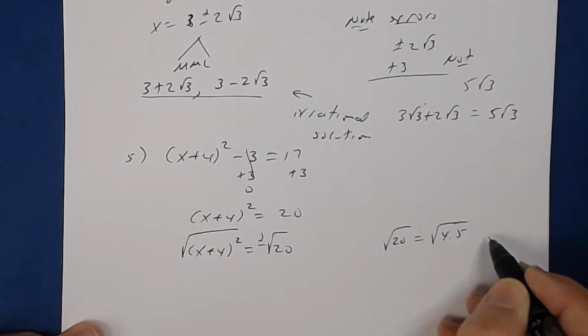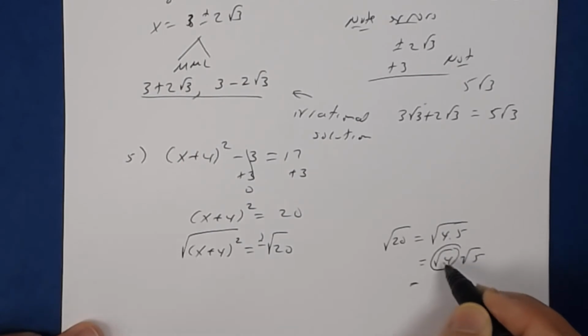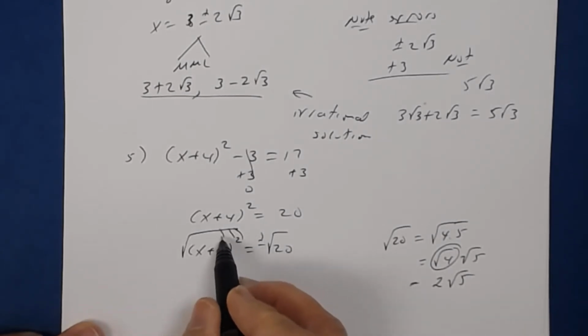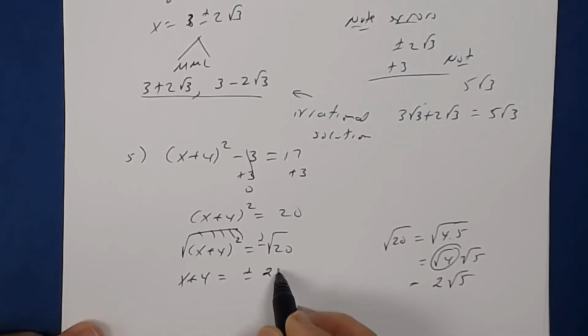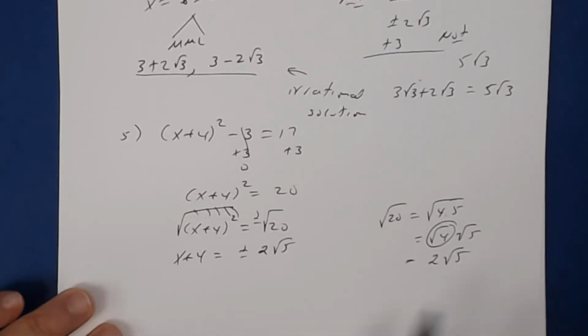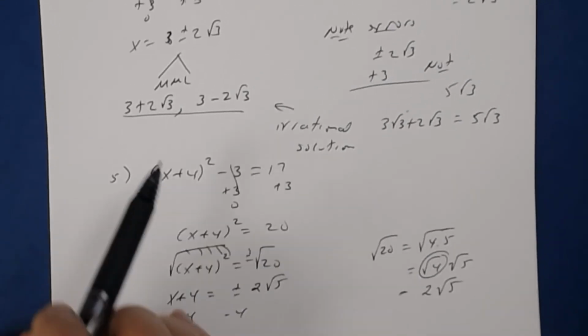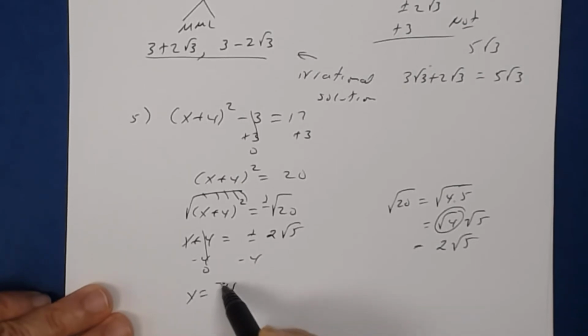So I know that square root of 20 is going to be the square root of 4 times 5, right? And that's square root of 4 times square root of 5. And then simplifying the square root of 4, since 4 is a perfect square, I get 2 square root of 5. So this becomes, remember the square and the square root undo each other, so this becomes x plus 4 equal plus or minus 2 square root of 5. All right, now remember this is irrational now. And so one more step when you're done, you got to get x by itself. So subtract 4 from both sides, just like we did here.